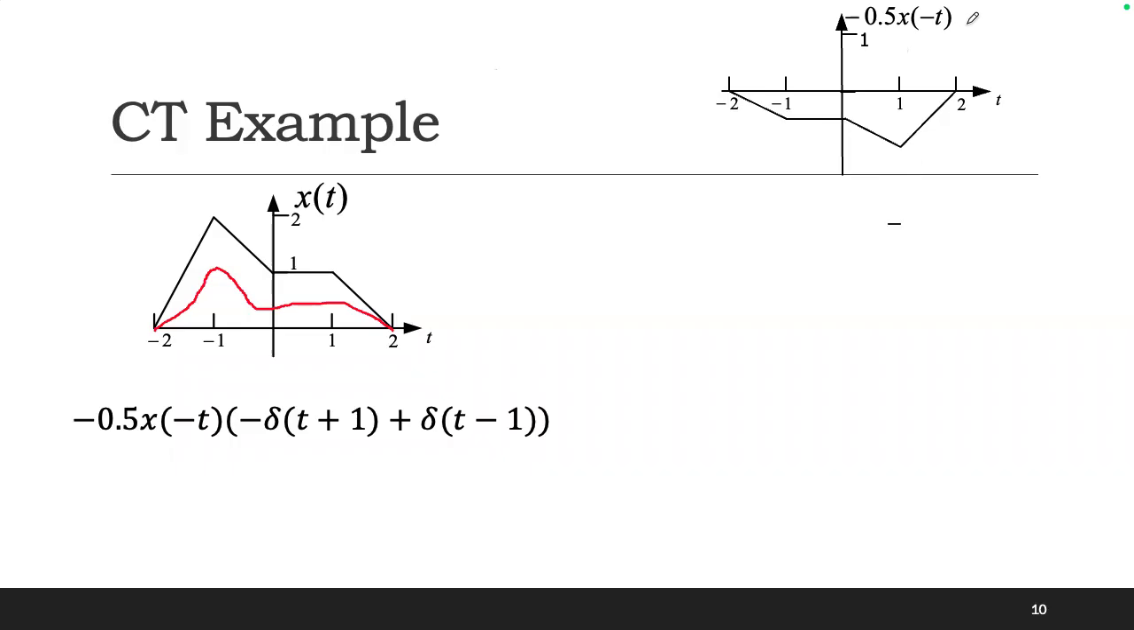And then this is negative delta t plus 1. And this is plus delta -t minus 1. Because when t equal 1, it will be 1. When t equal -1, it will be -1. Yeah, because there is a negative. Does it make sense to you? Yeah, this is this signal. After you multiply this signal, what can you get?